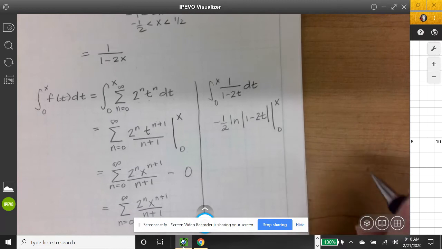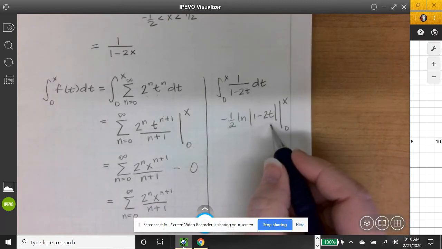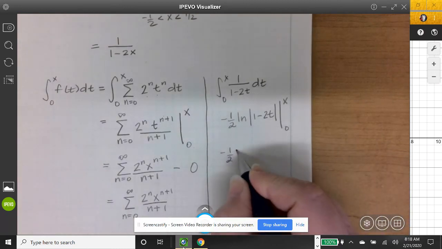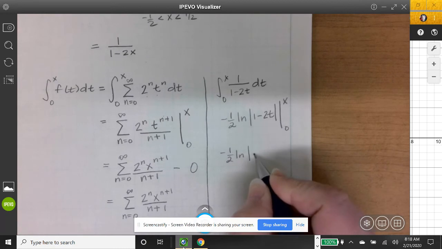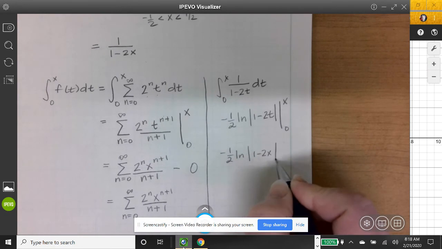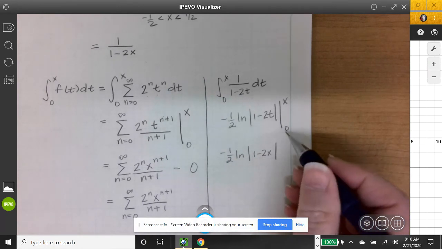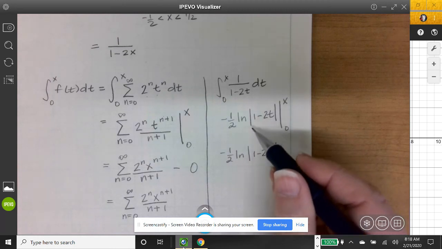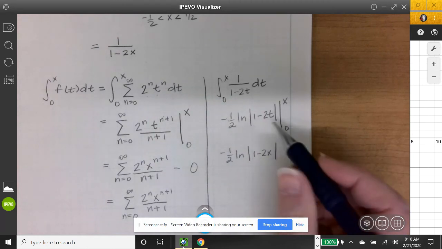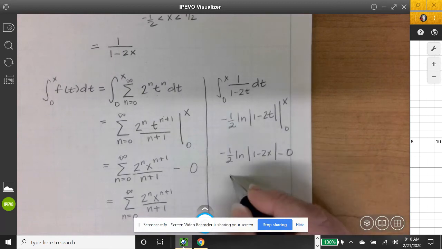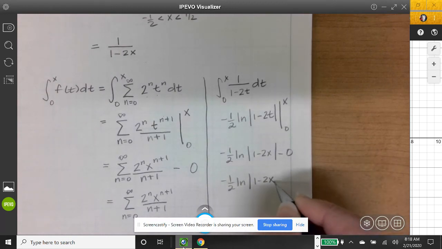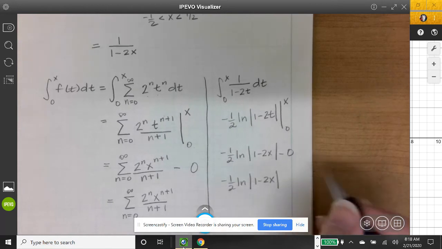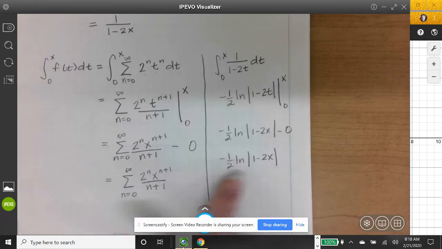So let's plug in x. And when we plug in x, we get negative 1/2 natural log of the absolute value of 1 minus 2x. Minus, and let's plug in 0. When I plug in 0 for t, I get negative 1/2 natural log of 1, which is 0. And so we get negative 1/2 natural log of the absolute value of 1 minus 2x. So we're going to suggest that these two are equivalent.